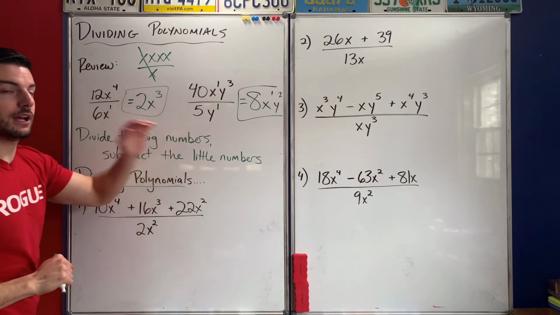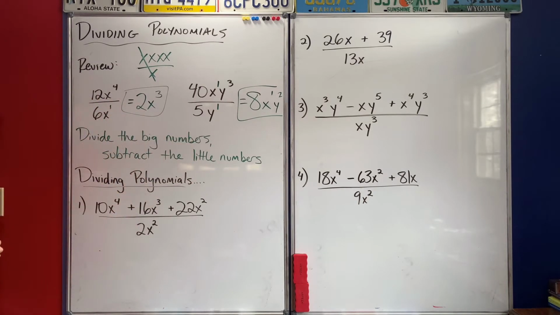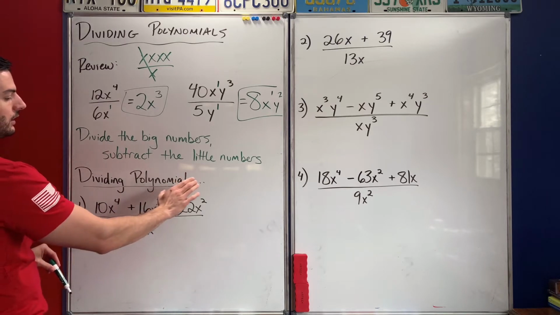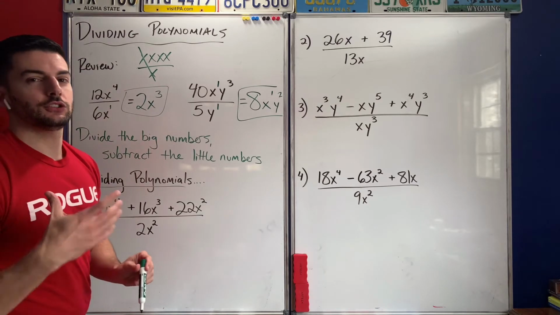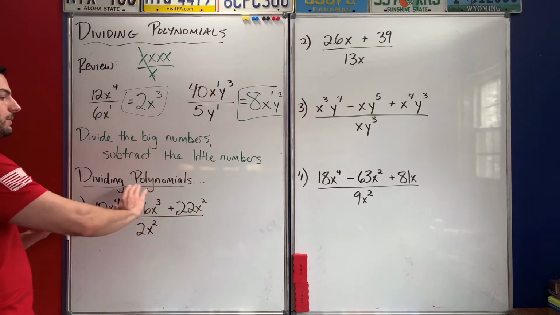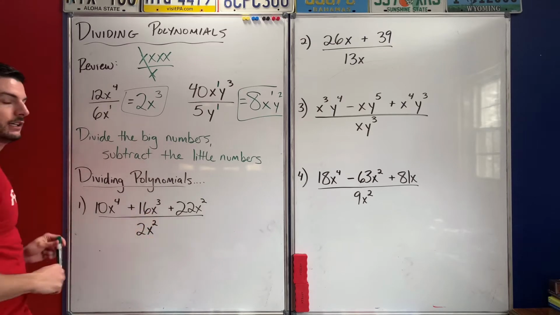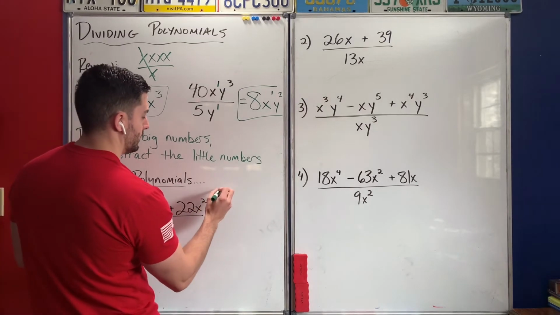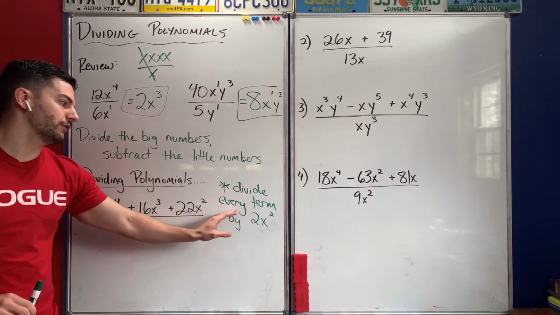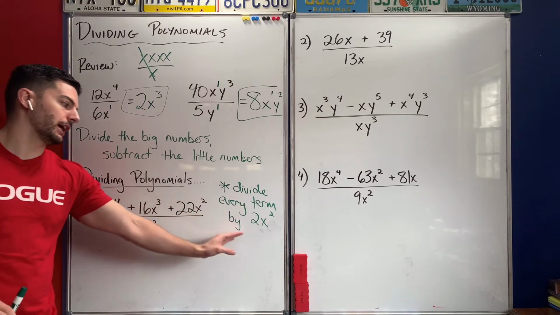This rule is still going to apply for my big groups here. Okay, but let's talk about these because these are, again, bigger groups. I'm going to be dividing a lot of different things here. Okay, so this is saying 10x to the fourth plus 16x to the third plus 22x squared over 2x squared. Okay, so what's happening here is I have this whole polynomial, this whole group of terms divided by a single term. And basically what this is saying is you divide every term in this top group by the 2x squared.